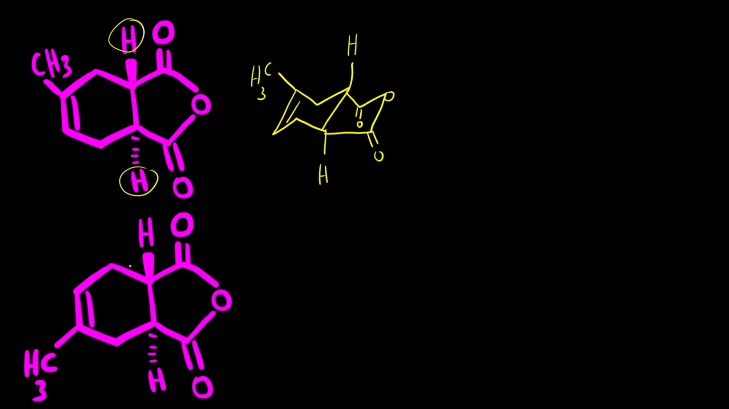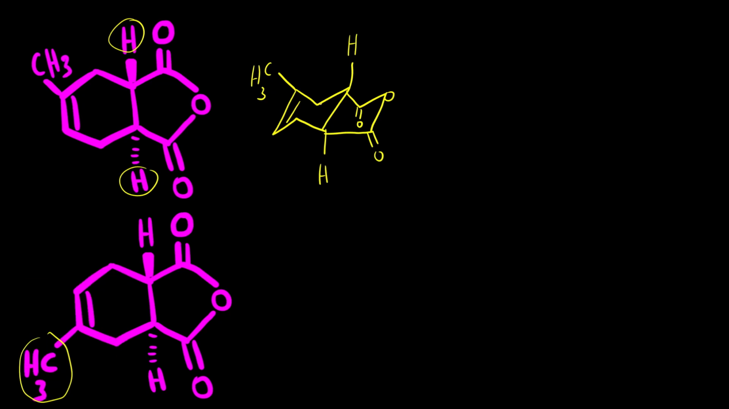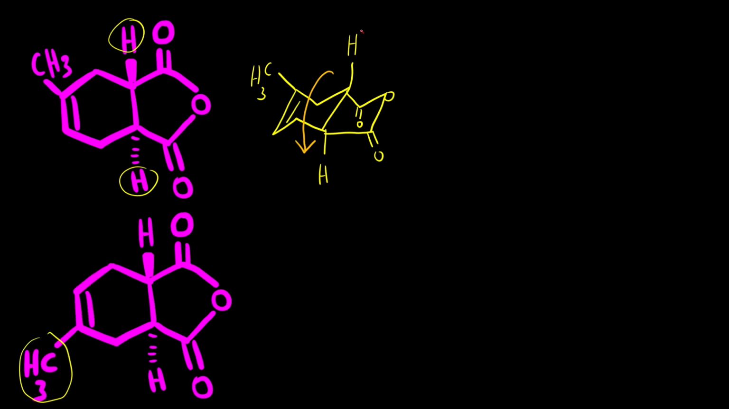Now in the second structure if you see, methyl is here. So how can I bring methyl here? What I have to do is I have to rotate this molecule out of plane like this. So this methyl will come here. Now in this process what will happen to the hydrogens? This hydrogen which is above the plane, if I rotate it, this will become below the plane, and this hydrogen which is below the plane, it will go above the plane.